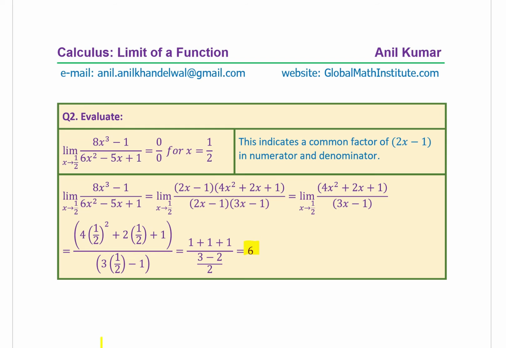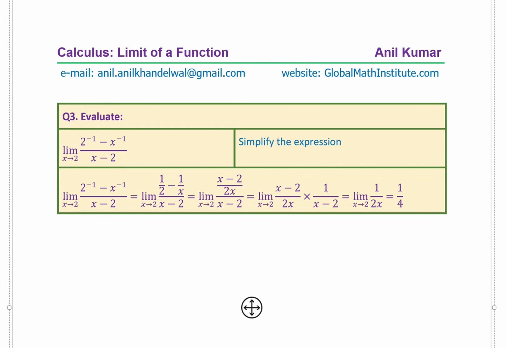Perfect. So we have seen the strategy of factoring. Next one here is limit of 2 to the power of minus 1 minus x to the power of minus 1 over x minus 2. Now that is also a rational function, limit approaching x equals to 2. In this particular case, you can clearly see that if I substitute x equals to 2, we get 0 in the denominator, and in the numerator also you'll get 0. So 0 over 0.